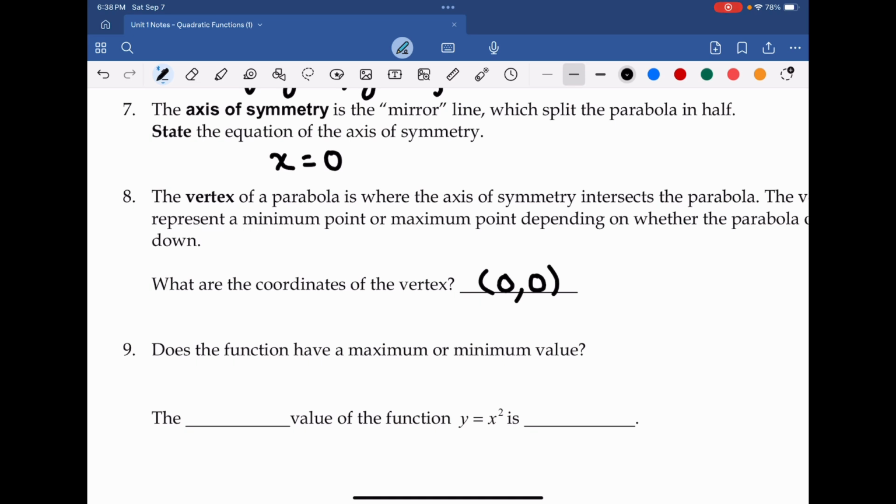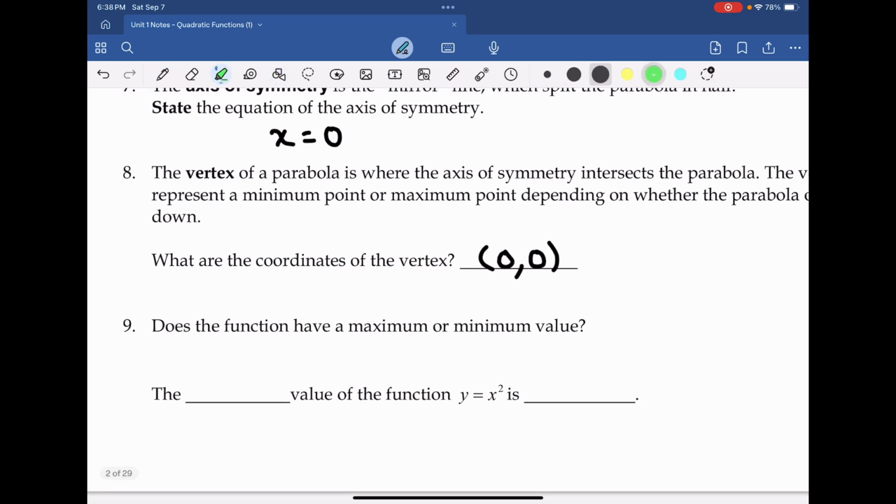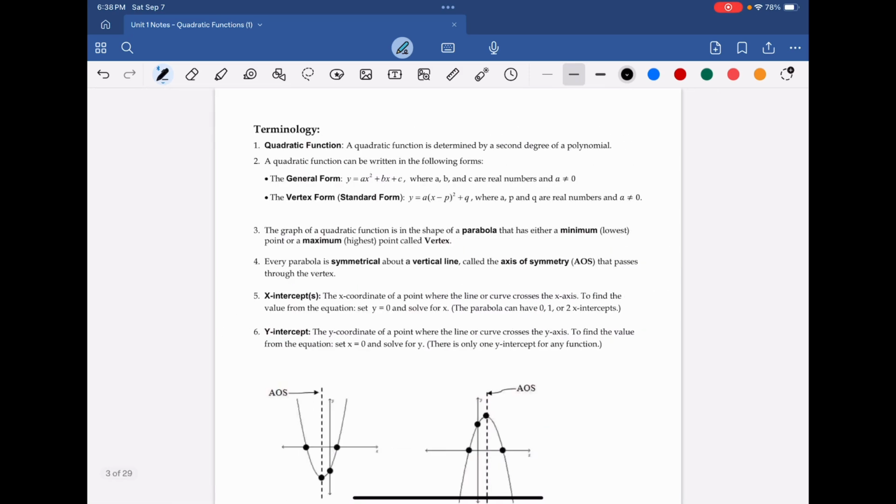Does it have a minimum or a maximum? It's actually going to be a minimum value for this specific function, the basic function. So the minimum value, we'll throw that in here. The minimum value of the function is where y is equal to 0. Awesome. So for the axis of symmetry, we tell them the x value at the vertex. When we talk about the minimum or maximum value, we want to describe it using y's.